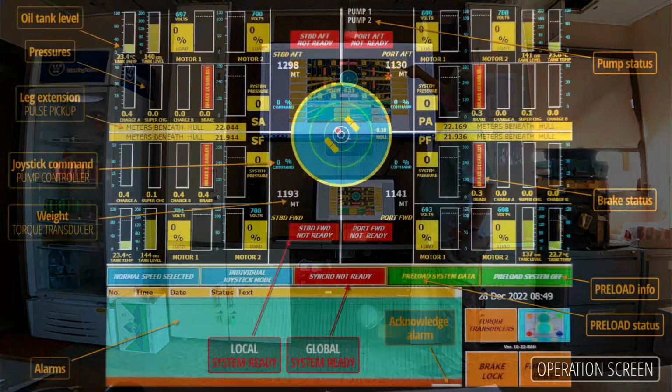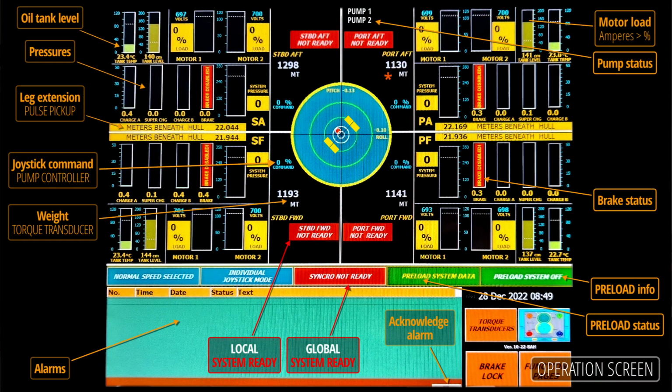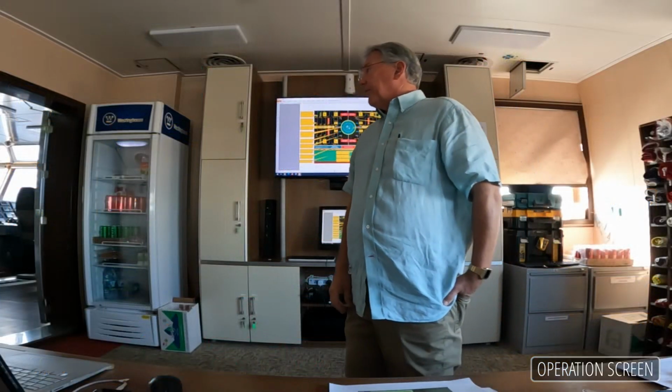This next box, the second one on the right hand side, is electric motor power data. It's the voltage, but it's a percentage of the full load amperage.